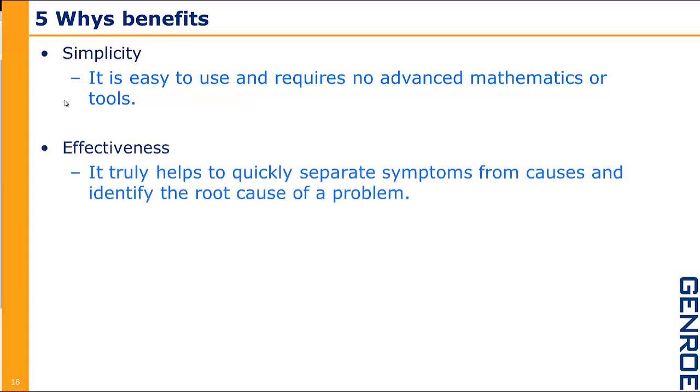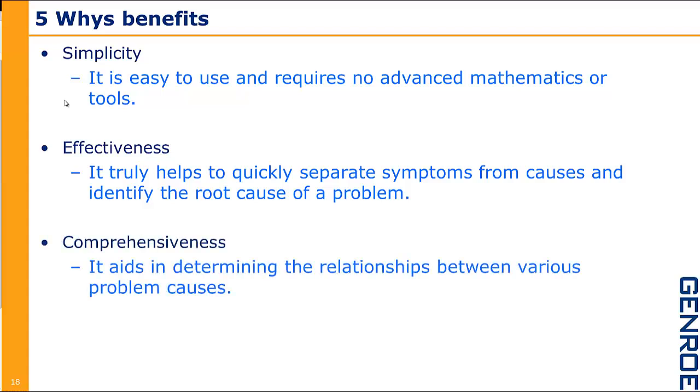Second one is it's really very effective. It really helps you separate out the symptoms from the causes and identify what that root cause of a problem is. Too often when we try and solve problems in an organization, we stop at the first or second or maybe even the 3rd why sometimes. We never really get to the underlying issue that's sitting under there. And we really need to solve those problems in order to be more effective. So it helps us to get to the root cause of problems. It's very effective at splitting symptoms from causes and process causes. It's also very comprehensive. You can determine relationships between various problem causes. So it's quite a comprehensive and inclusive approach as well.